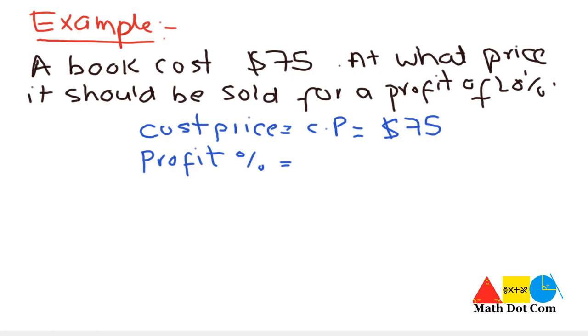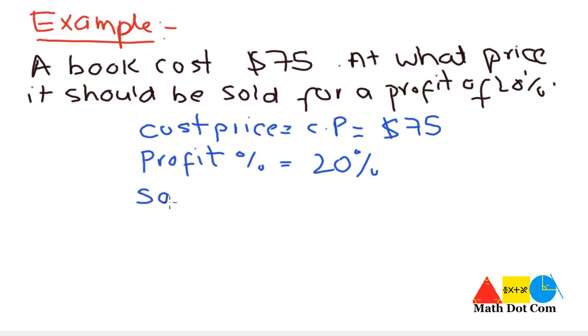Profit percent here is 20%. So first we will write all the things that are given in the problem statement, and then we will see what we have to find. As it is written in the example, at what price it should be sold. It means we have to find the sale price.